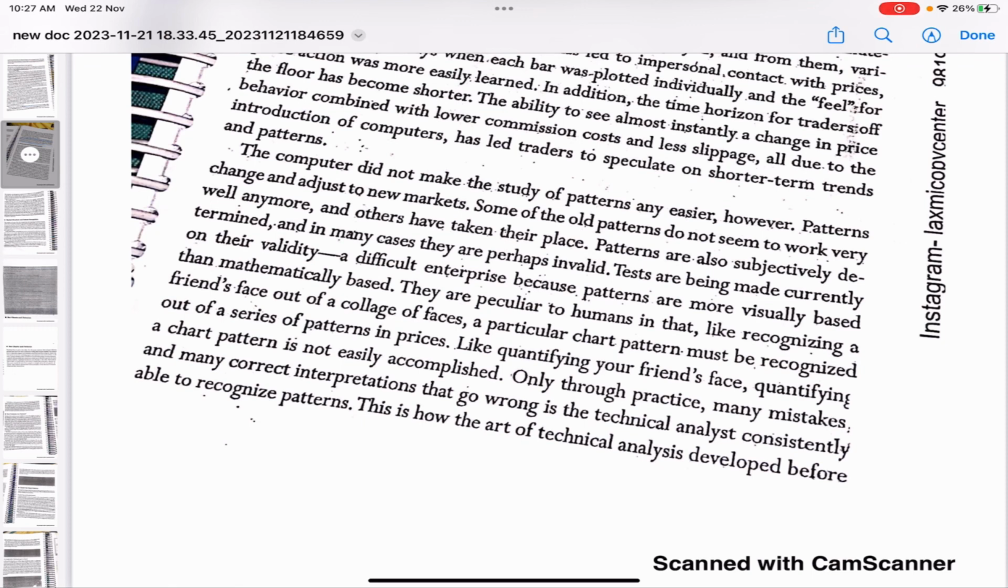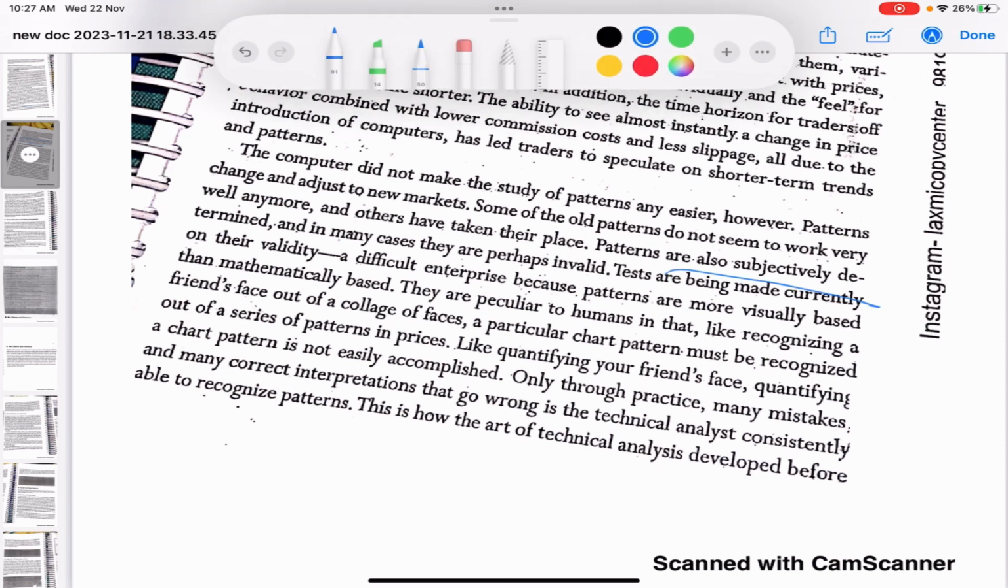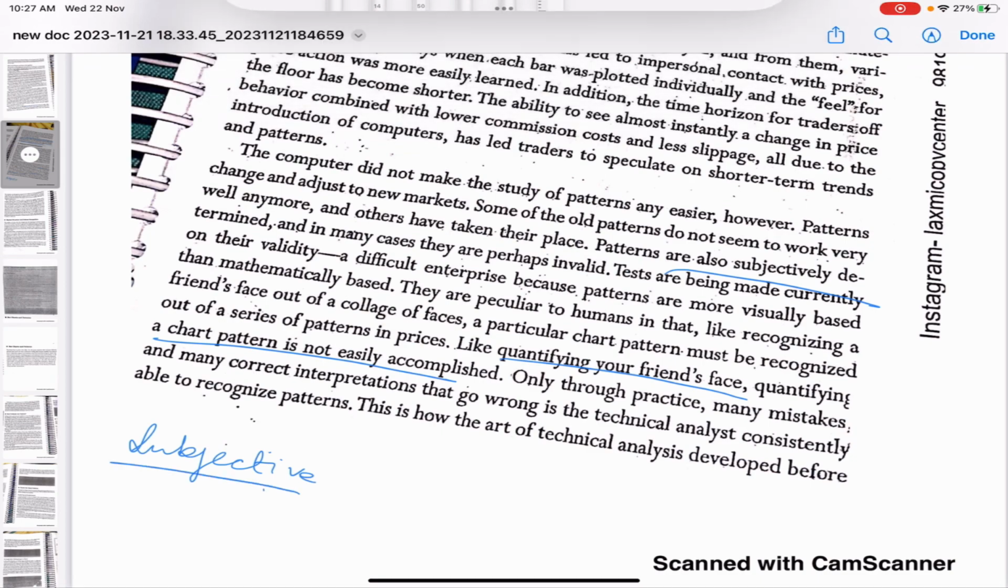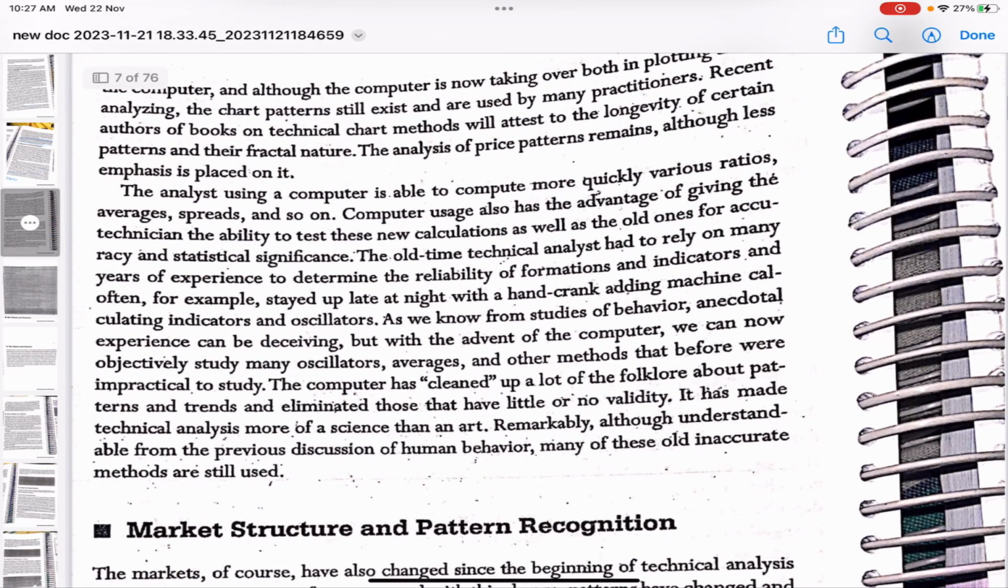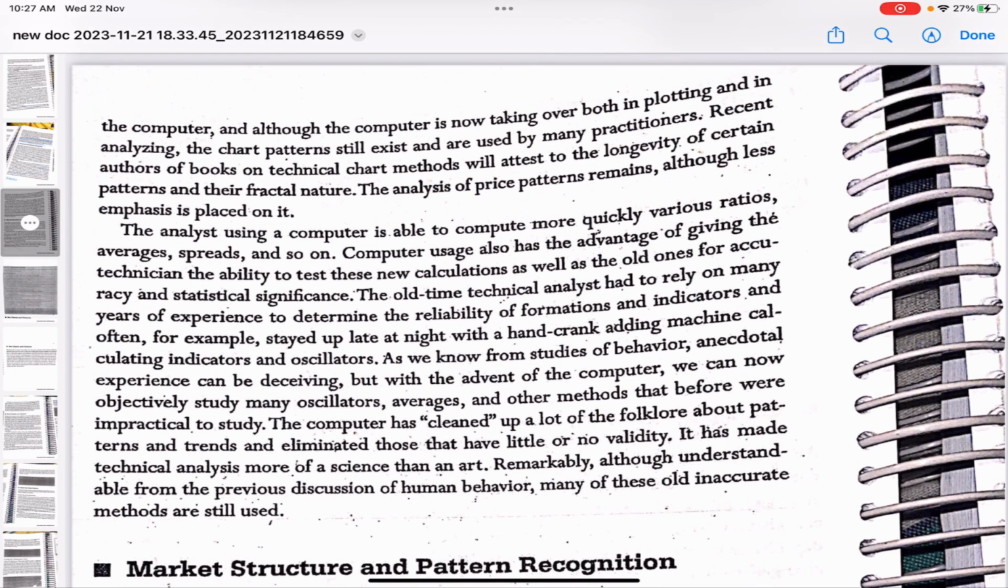Also, I told you how patterns are subjective. Tests are currently being made on their validity. These validity tests have in fact been done for quite a while now. Quantifying a chart pattern is not easy because patterns are very subjective in nature. This is how the art of technical analysis developed before the computer. And although the computer is now taking over both in plotting and in analyzing, the chart patterns still exist and are used by many practitioners.